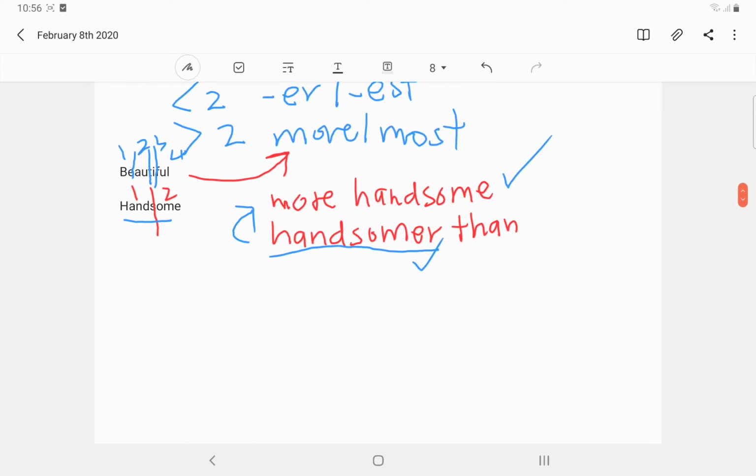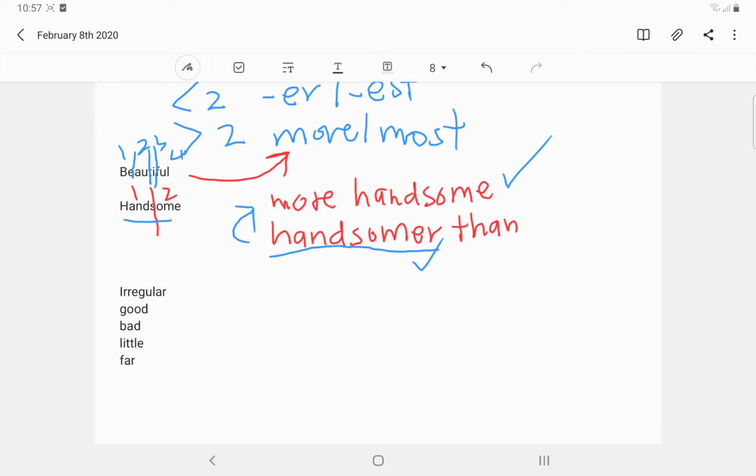Okay, we're going to continue with the second part. The second part is we call as irregular. Okay, untuk irregular adalah untuk perkataan contohnya macam good ataupun well. So it's the same one, good or well. And then we have word like bad. And then we have word like little. And then far. Okay, just 3 example.